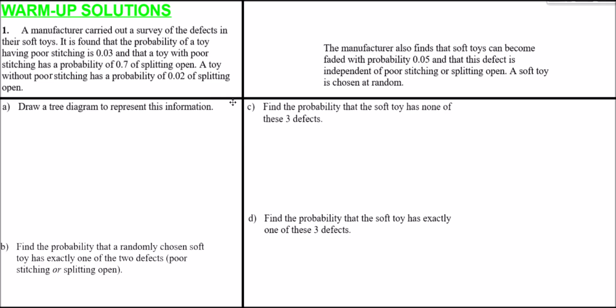So first of all, let's just think about what we're doing. There's two things here. Either it's got poor stitching or not. So we need two branches to begin with. So call them what you like as long as they make more or less sense. So I'm going to say this one's poor stitching. And the bottom branch I'll just call good stitching.